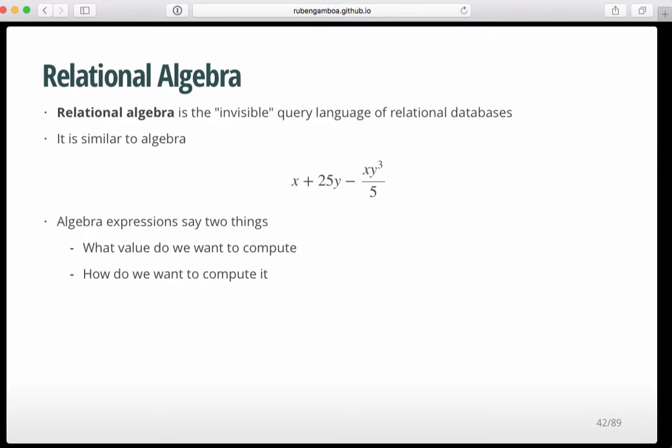Okay. Now, I want to talk a little bit about what we mean by algebra. So here's the high school algebra. So we have x plus 25y minus xy cubed divided by 5. That's an algebra expression, okay? And there's two things that it says. It tells you, okay, if we have values of x and y, then this is the value that I want you to return. But more than that, it also tells us how it wants us to compute that value.